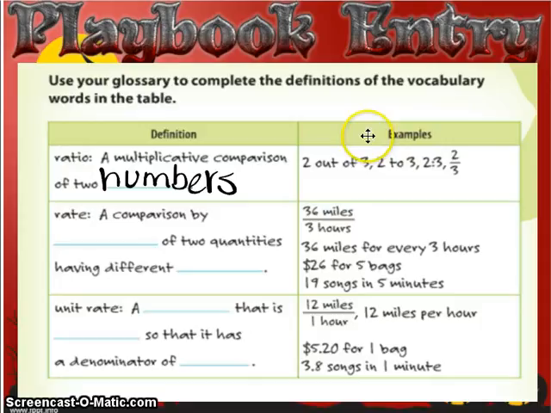Now remember, a ratio can be written like a fraction, and we can reduce it or convert it to a decimal, which sometimes the STAR test and some of your other exams will have. A rate is a comparison by division of two quantities having different attributes.